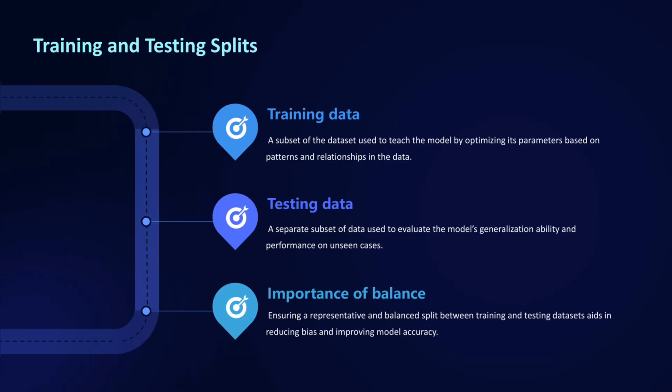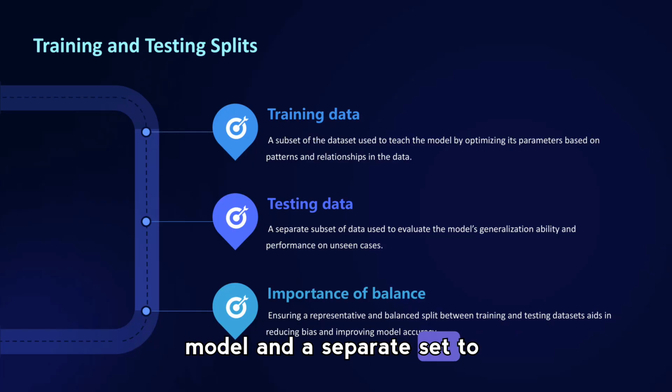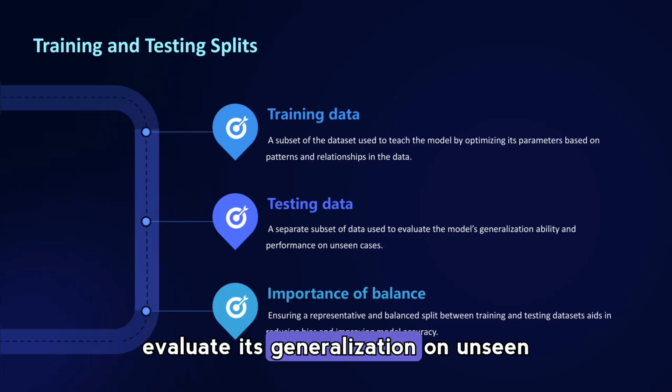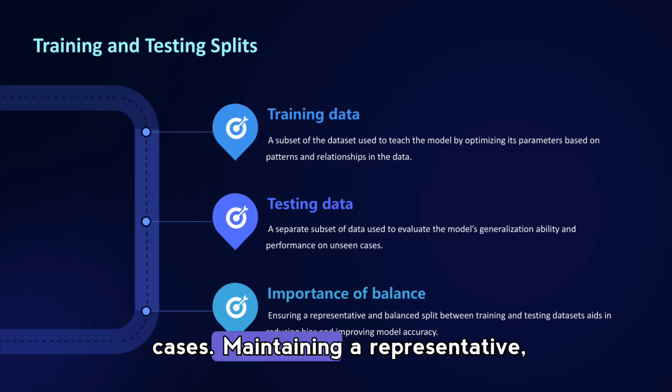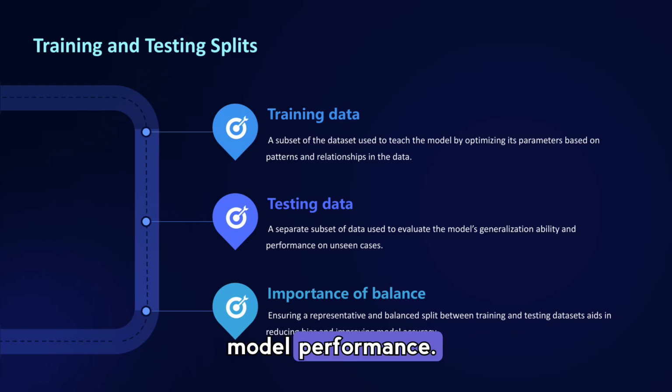Together, they form the basis of supervised learning, with models learning to map feature patterns to correct labels during training. Training and testing splits separate data into a subset used to teach the model, and a separate set to evaluate its generalization on unseen cases. Maintaining a representative, balanced split is crucial to reduce bias and get a realistic sense of model performance.